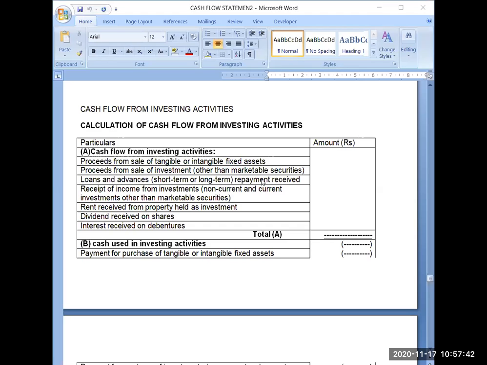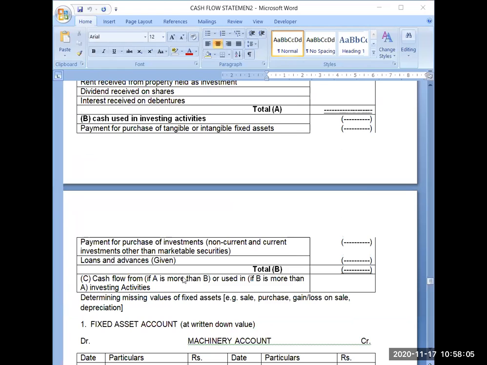Then obviously at some point of time, you will be purchasing these non-current assets also. If you are purchasing any investment or any other fixed asset, then it will be an outflow for your business. It will be a cash outflow for your business. It will result in reduction of your cash and cash equivalents. And if you are purchasing any investment, any non-current or current investment other than marketable securities, then it will also be an outflow. If you are giving any loan and advance, that will also be an outflow.